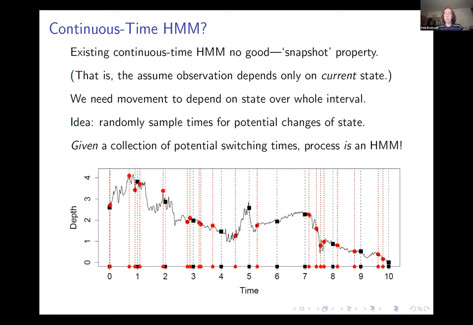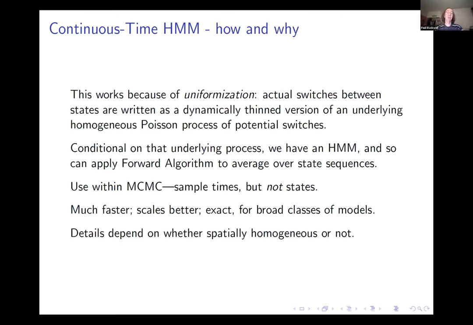Is that a valid representation of the process? Can we write it in that way? Well, we can. And the reason that works is because of an idea known as uniformization. So we think of those potential switches as forming some homogeneous process, a homogeneous Poisson process typically.